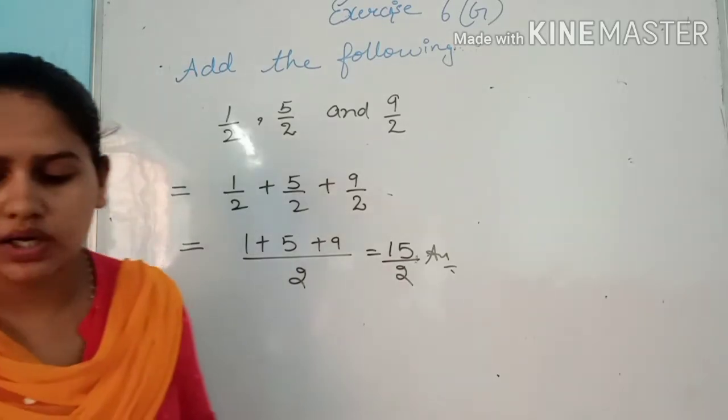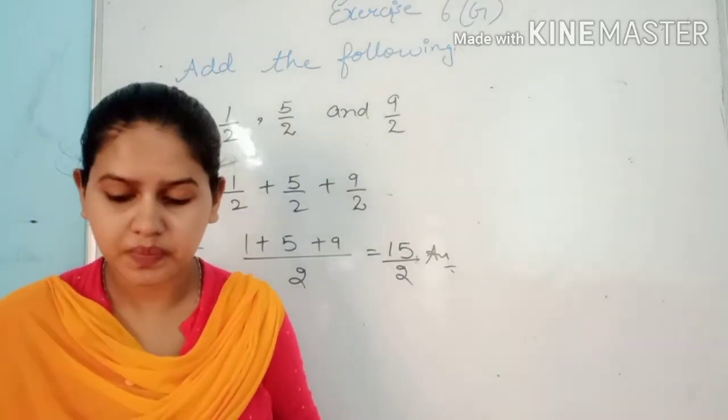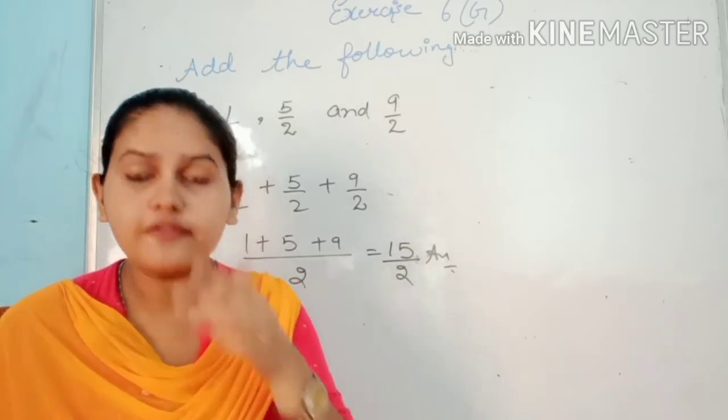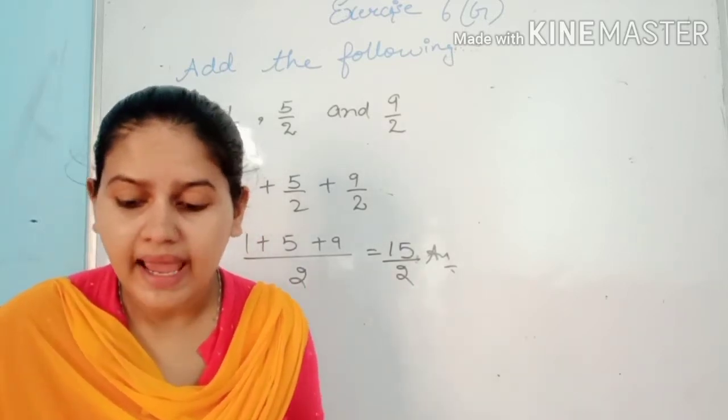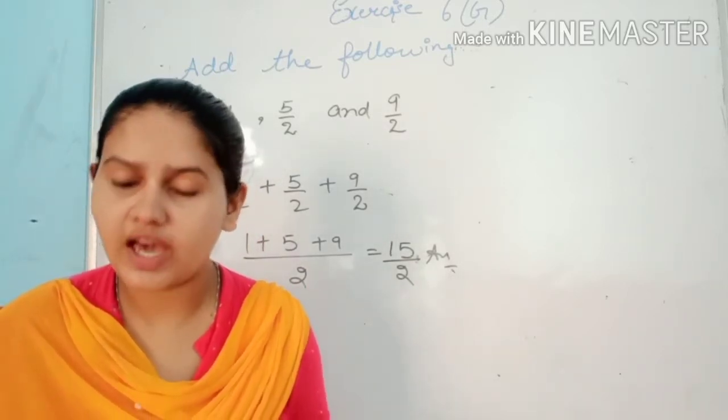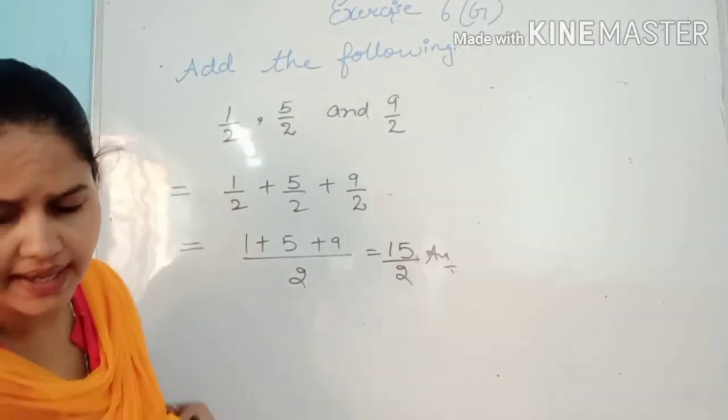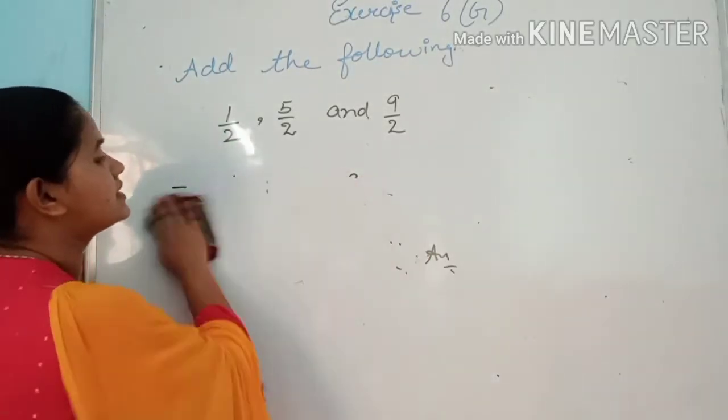So the last we are going to do is H: 3 by 4, 1 by 4 and 5 by 4. We have to add them. As now the common denominator is 4.